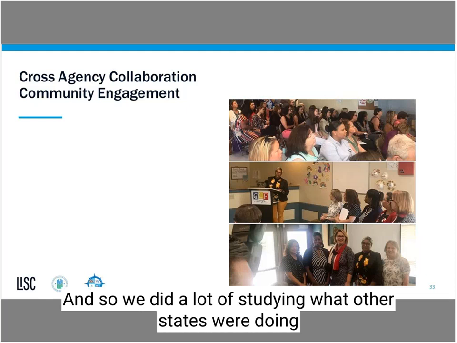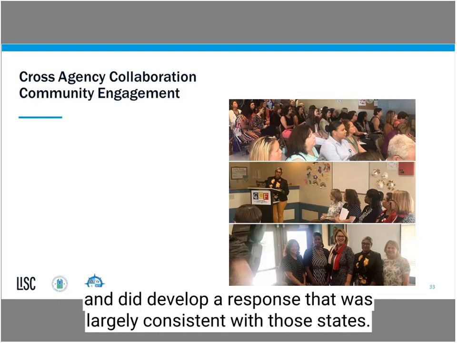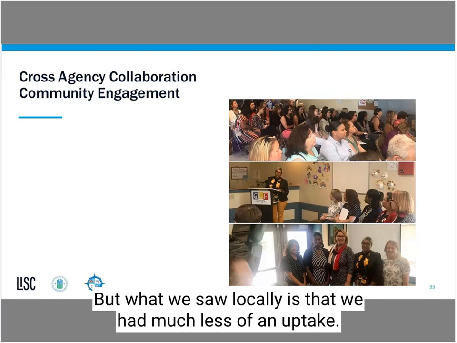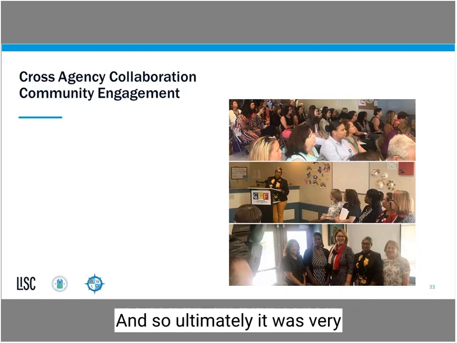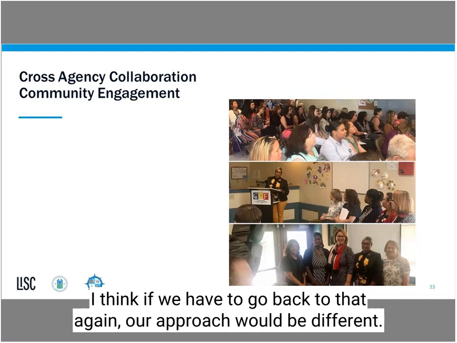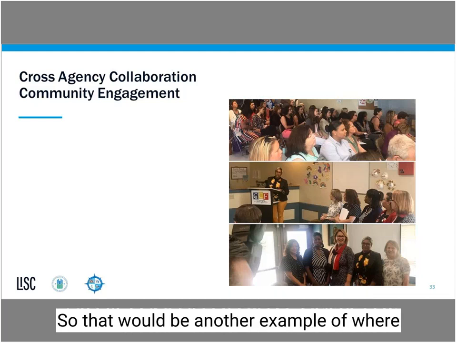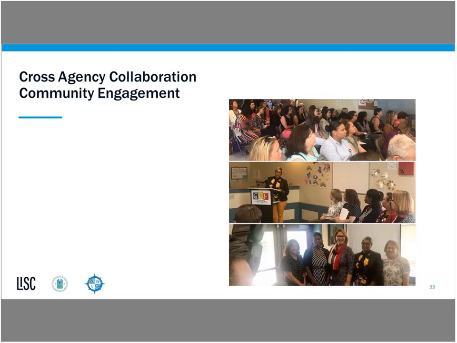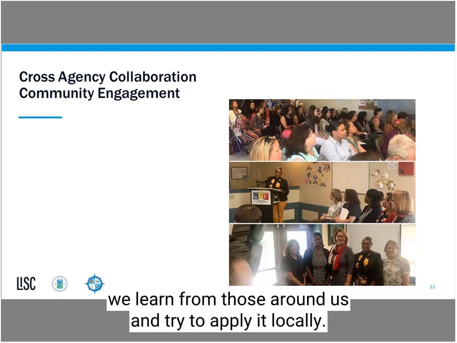And so we did a lot of studying what other states were doing and did develop a response that was largely consistent with those states. But what we saw locally is that we had much less of an uptake. And so ultimately it was very underutilized and was not something that, if we have to go back to that again, our approach would be different. So that would be another example of where we learn from those around us and try to apply it locally.